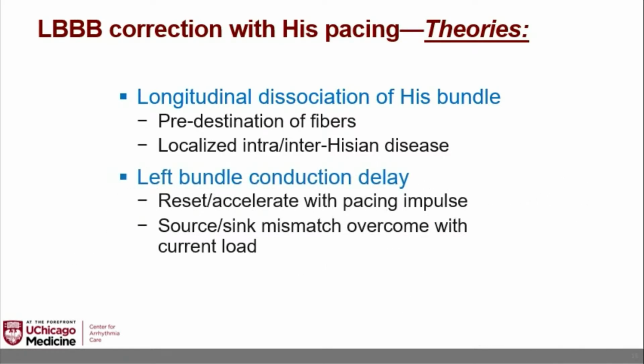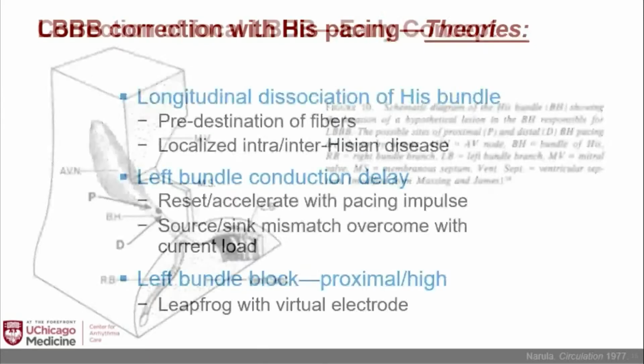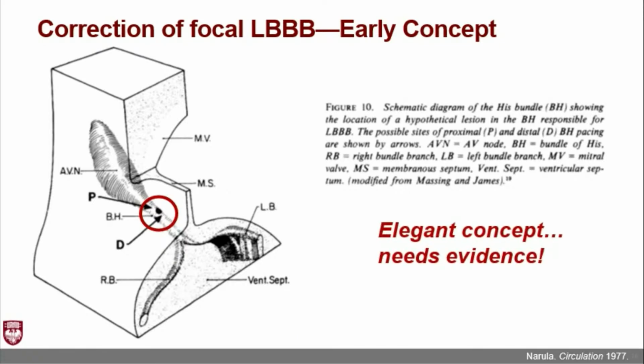Other theories that were put forth included left bundle conduction delay, so further down in the conduction system, or due to source-sink mismatch overcome with the current load. And perhaps a simpler concept was simply the fact that left bundle branch block might be due to block, and it could be leapfrogged with a virtual electrode. Indeed, that very simple, elegant concept was first put forth in 1977 by Narula, who in this famous illustration actually pointed to where the block may actually be present. And this elegant concept, of course, needs evidence.